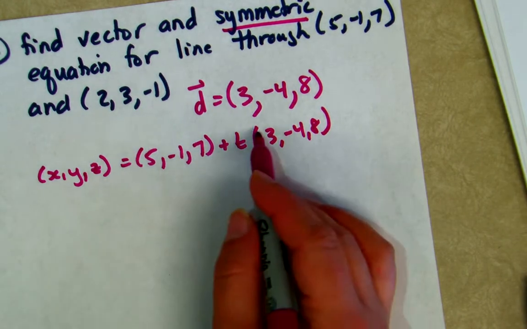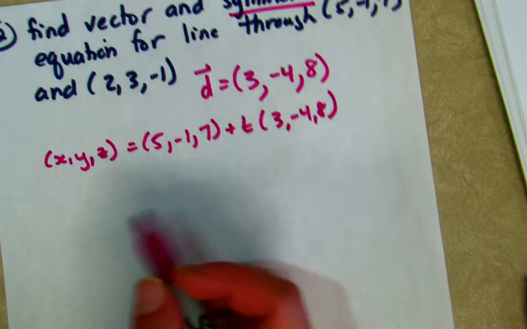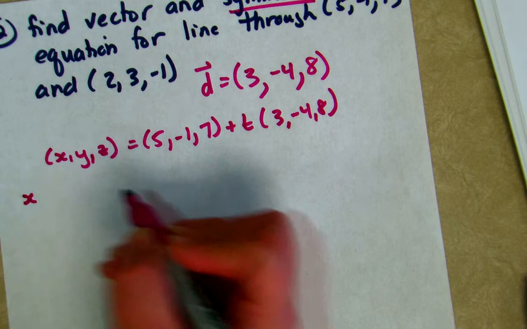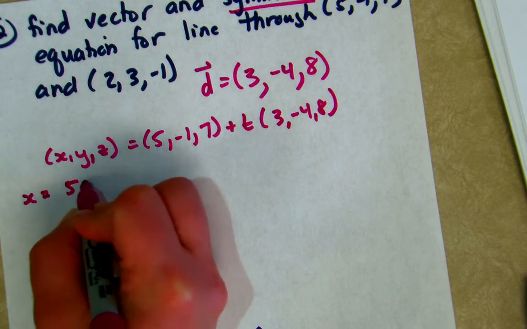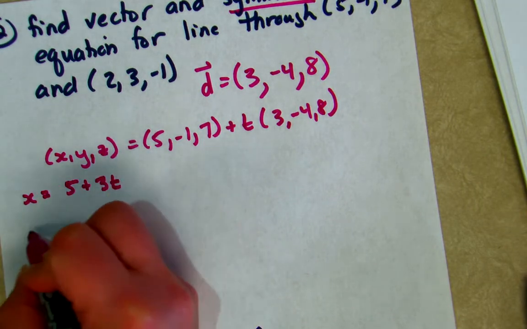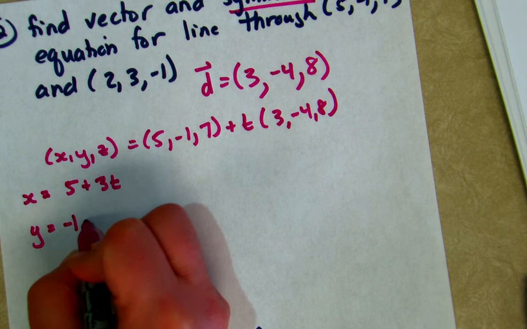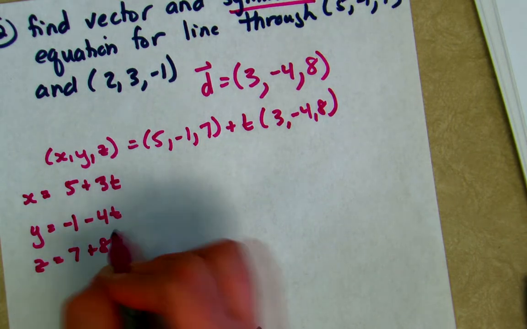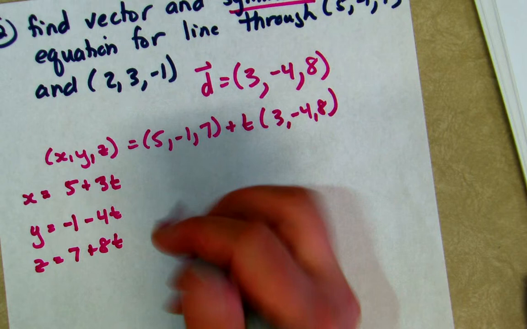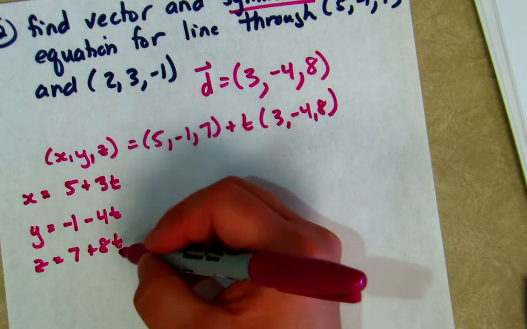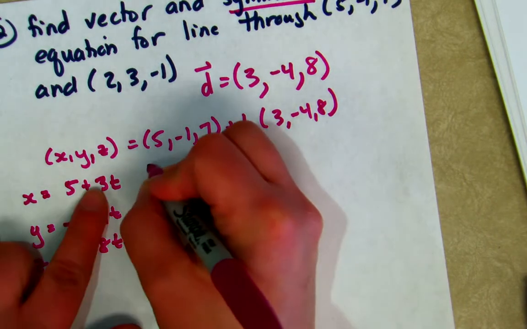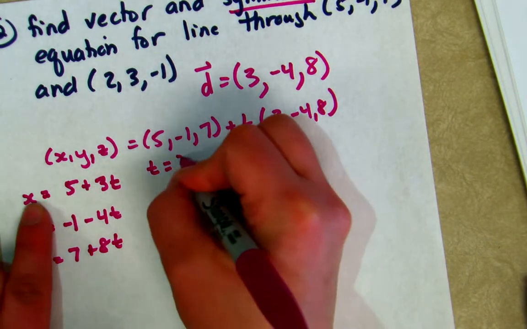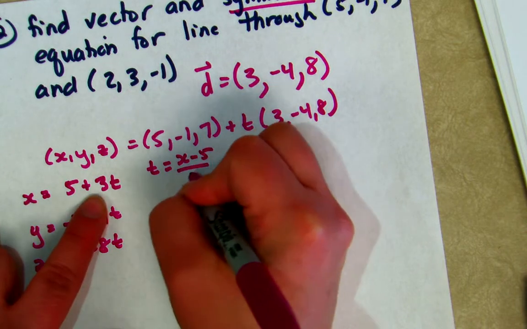Because if this is vector equation, I can write it in parametric equation. So my x would be 5 plus 3t. My y would be -1 minus 4t. And my z would be 7 plus 8t. All I did there was separate it out. There's something that's the same about these. They're all t. So in this case, t is going to be x minus 5 divided by 3.